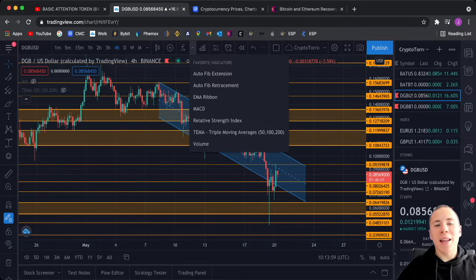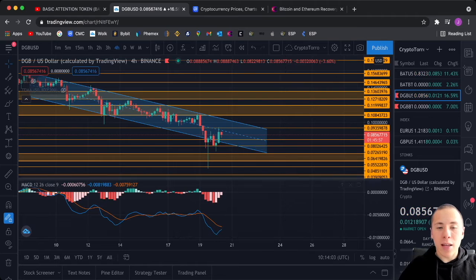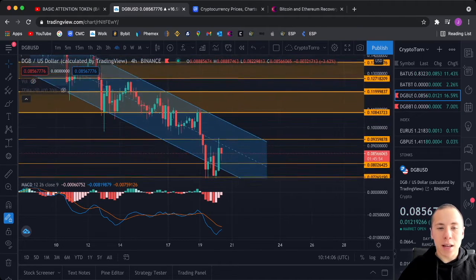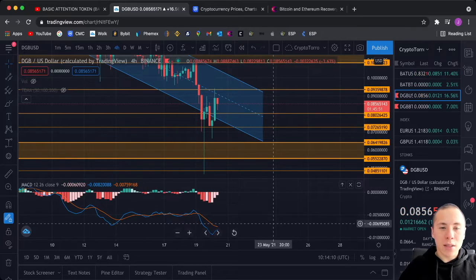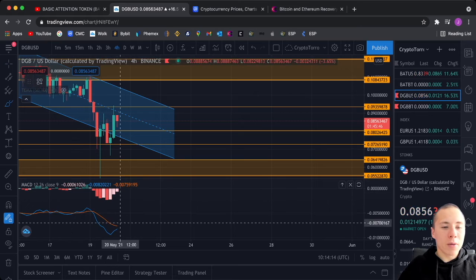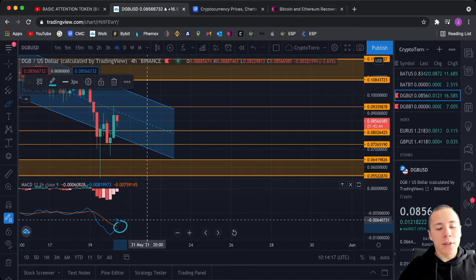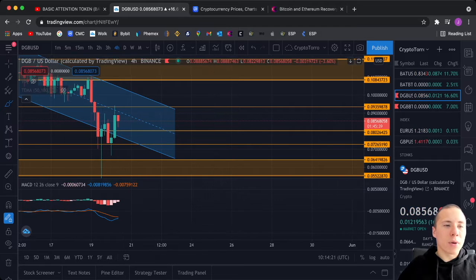That's why I will be enabling the MACD. And if we take a look at the MACD, and zoom in just a little on the chart, what we are seeing currently is a crossover on the MACD being created. And when a crossover happens, most of the times we see momentum towards the upside following this crossover.